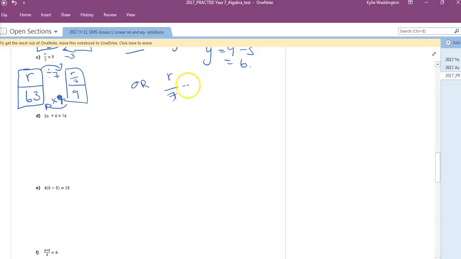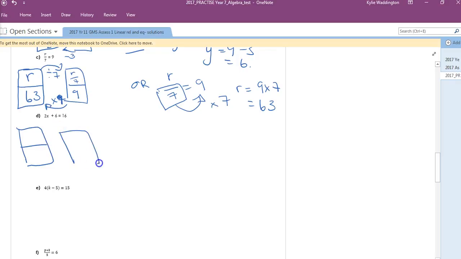r divided by 7 equals 9. Move this to the other side to make it opposite, which makes it times 7. r equals 9 times 7, which equals 63. The next one's a two-step problem, which we did look at today.